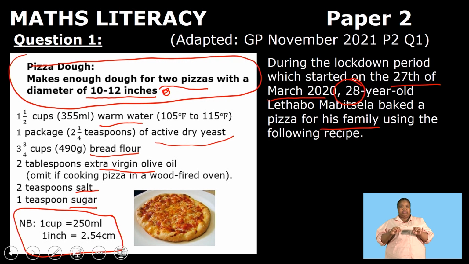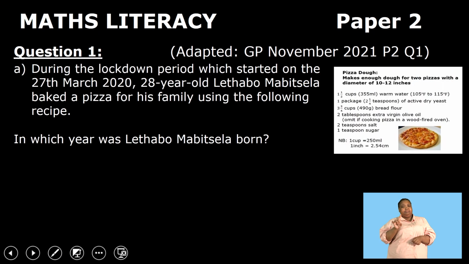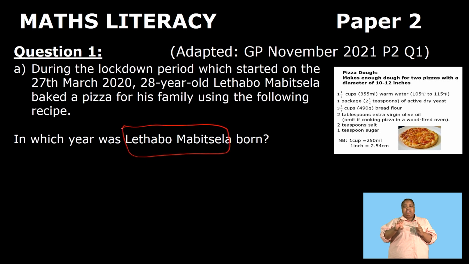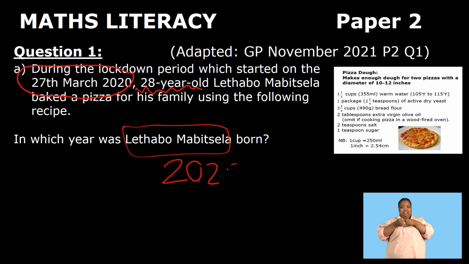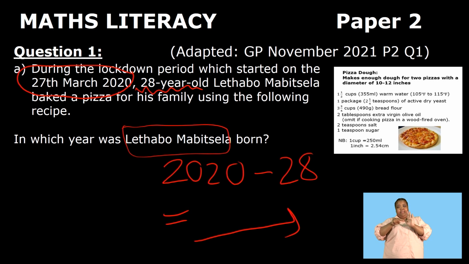Now, what can the questions be? In which year was Letabo born? Now remember, they said he is 28 years old and he was 28 years old in 2020. So we'll take 2020 and you will deduct 28 to get to your answer. This is very simple.